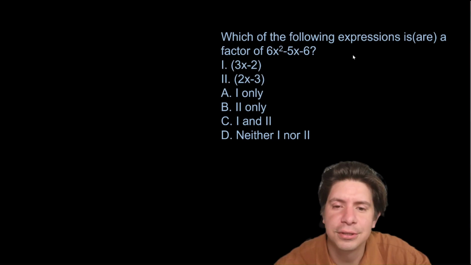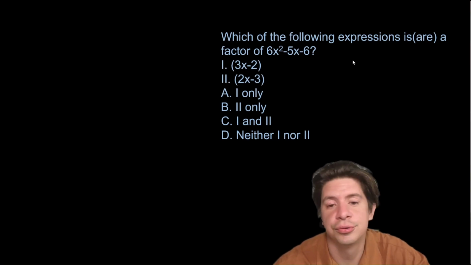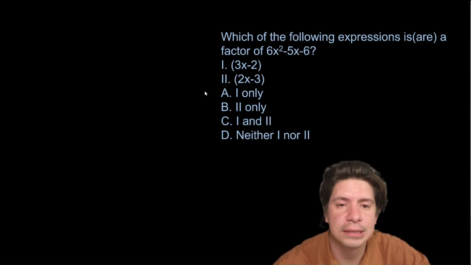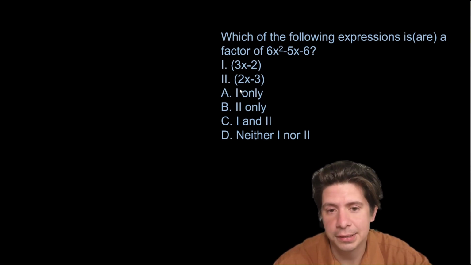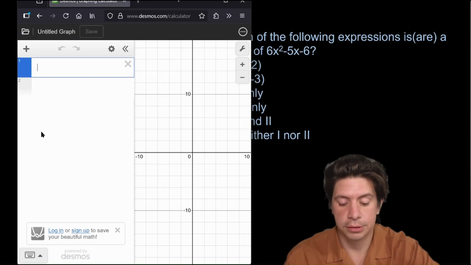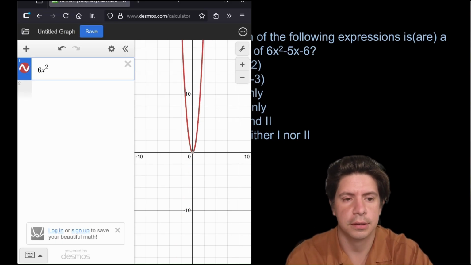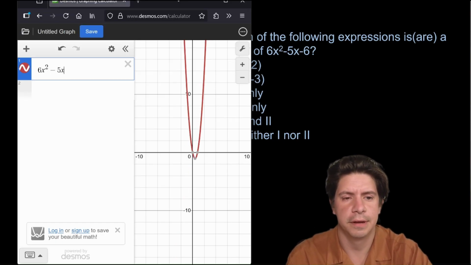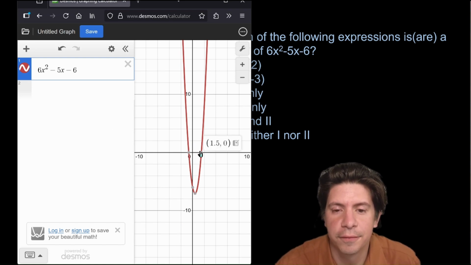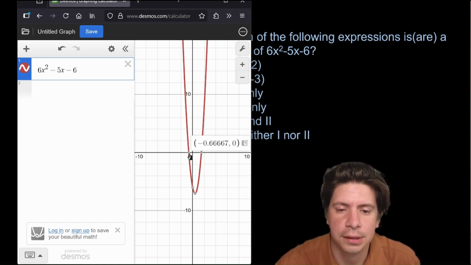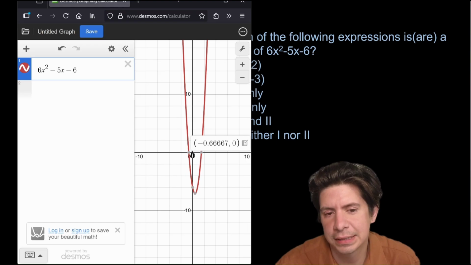So there's a lot of ways to do this. You could factor, you could use the quadratic formula, but what I'm going to do is use Desmos to plug it in and see what happens from there. Okay, so I'm going to do the equation 6x squared minus 5x minus 6, and then I'm going to look at the points. So I have 1.5 as a solution and negative 0.6667, which I can read as negative 2/3.